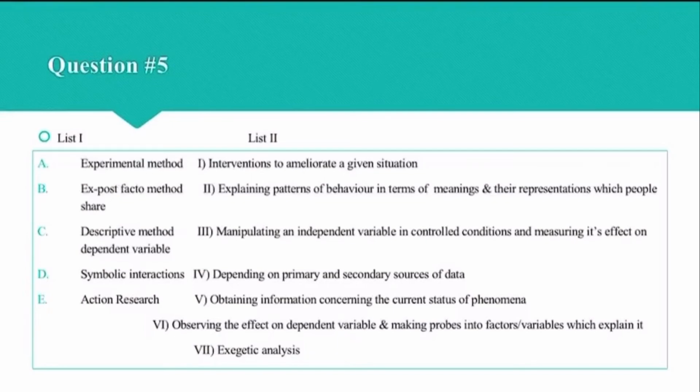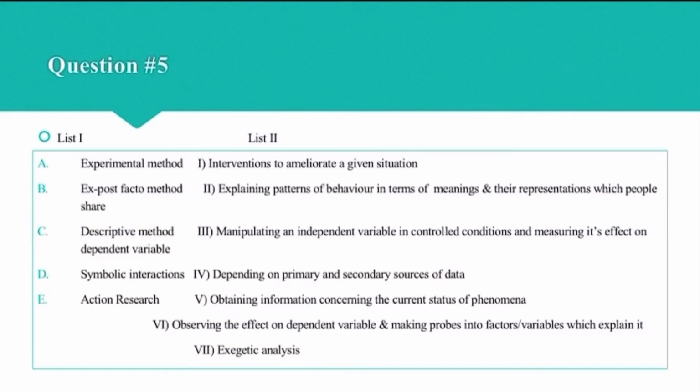Last question. This question has 2 lists and this is about research methods. Experimental method, ex post facto, descriptive, symbolic interaction, and action research. Experimental method, we know it is about manipulating an independent variable and measuring the effect of independent variable on dependent variable. So A matches with 3.